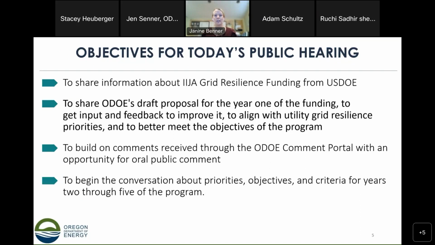Second, we want to share with you our approach for this funding and what we're planning to put in our application to US DOE. This approach has been developed over the past 2 months in close consultation with the Oregon Public Utility Commission and is informed by some initial outreach with experts working in this space.